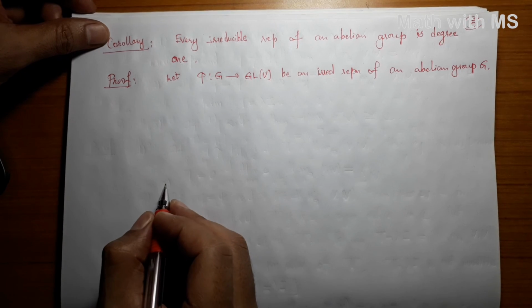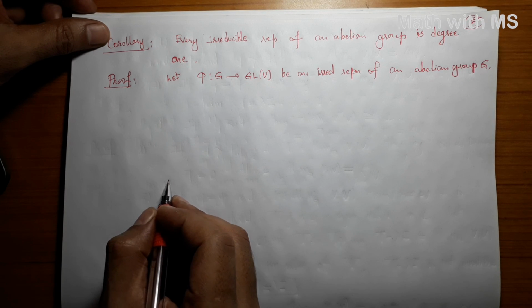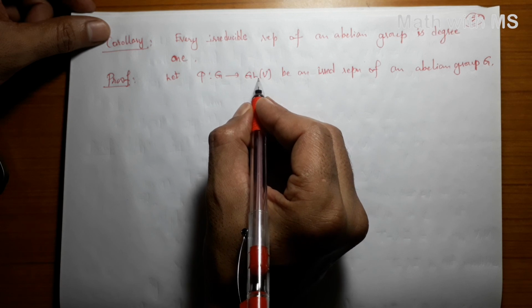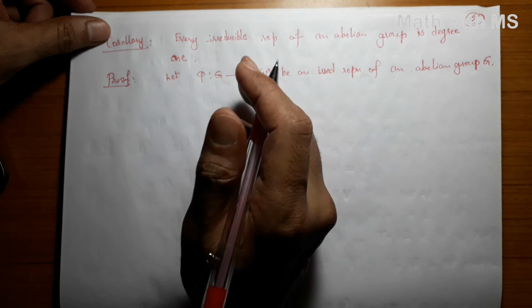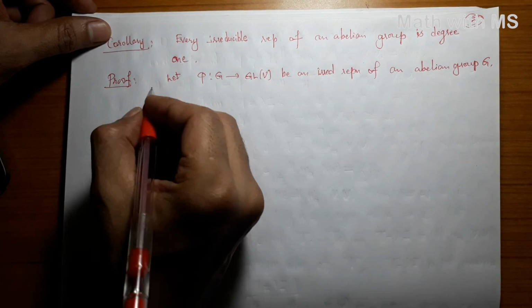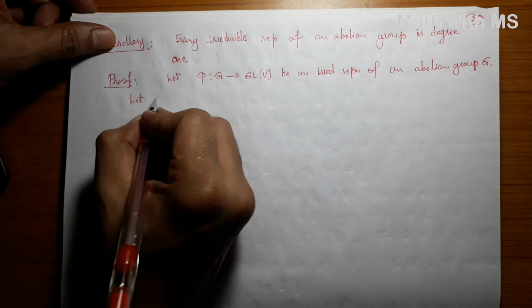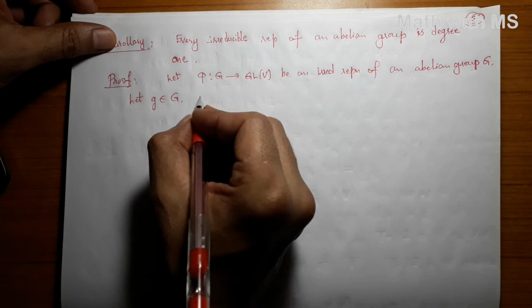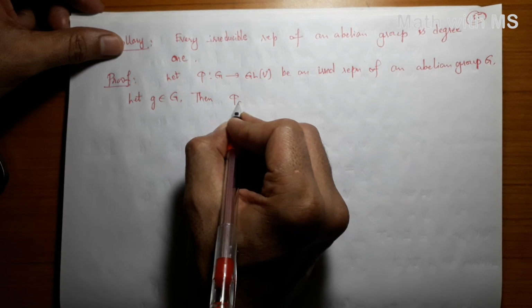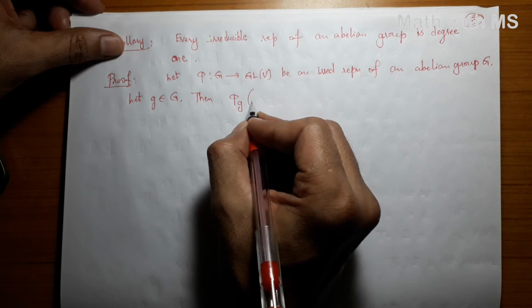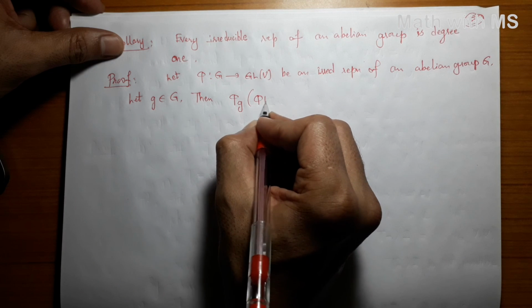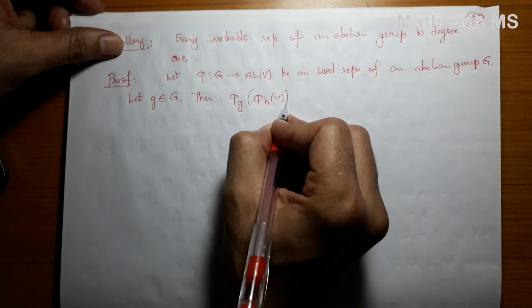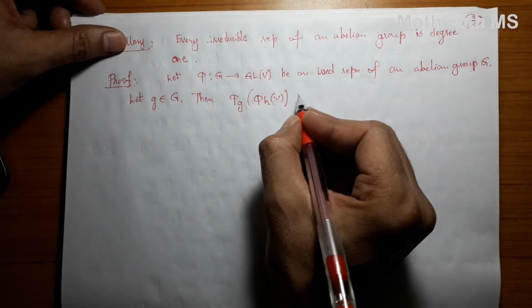Abelian group G. I will show that then V has to be a one dimensional vector space, or the representation is of degree 1. Alright, so let us take a group element. Let g belong to G be an element. Then phi g acting on phi h acting on v, where h is another group element.